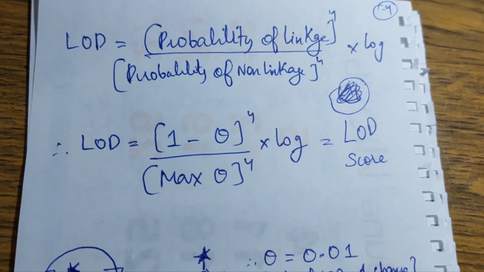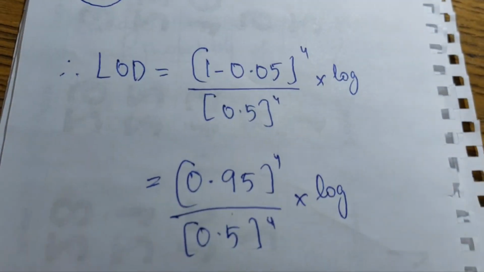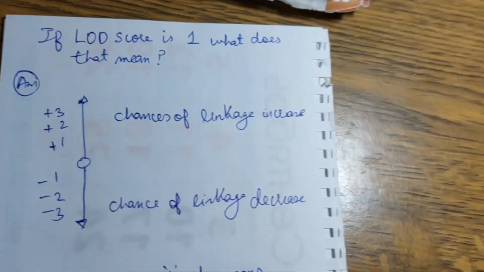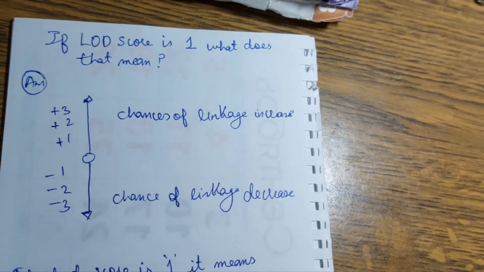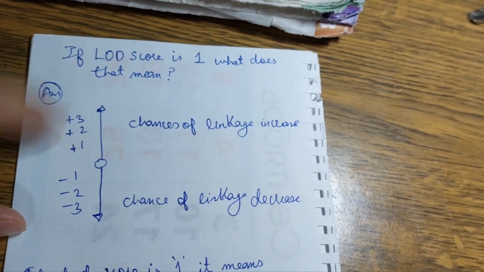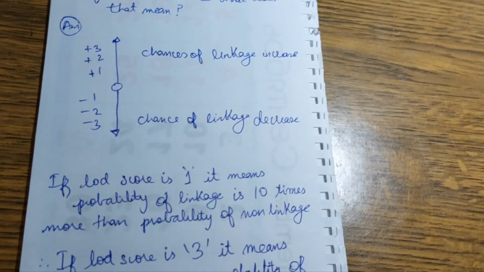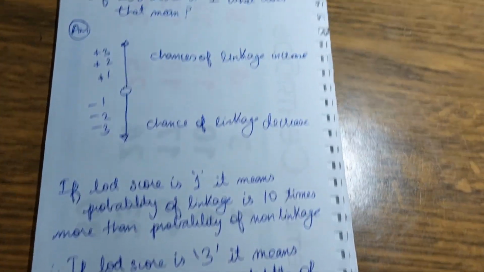Now we know what is the LOD score and how to calculate the LOD score and what is the LOD formula. Now let us look at what different LOD scores mean. If the LOD score is 1, 2, 3 or -1, -2, -3, what does that mean? As the LOD score increases, the chances of linkage increase, whereas as the LOD score decreases, the chances of linkage decrease. This means that if the LOD score is 1, the probability of linkage is 10 times more than the probability of non-linkage.